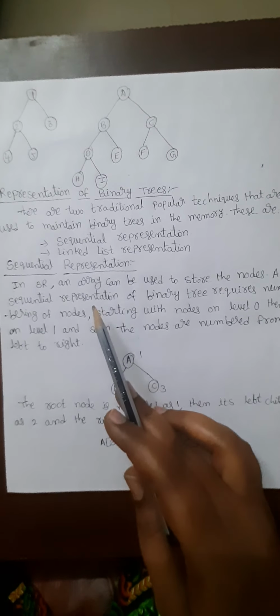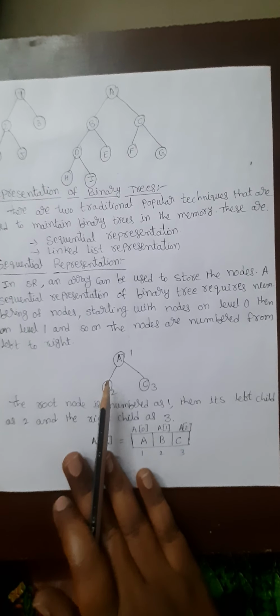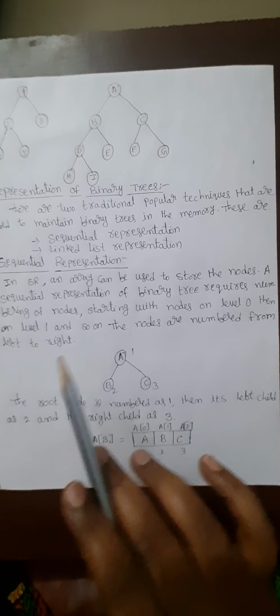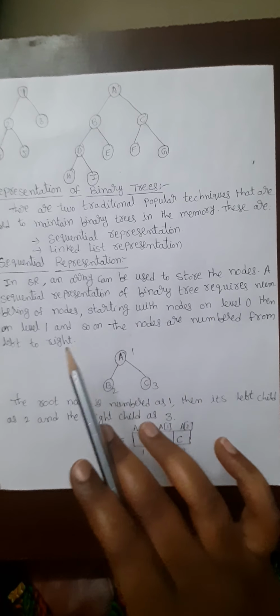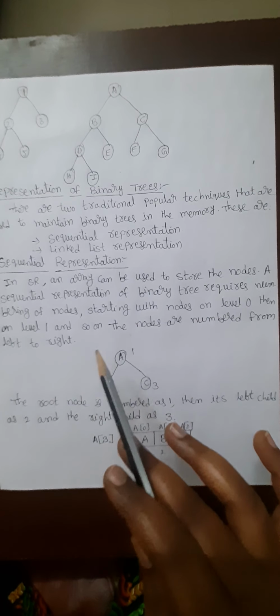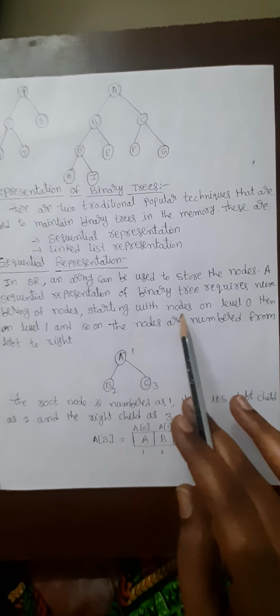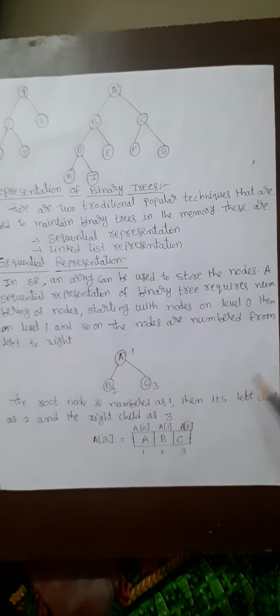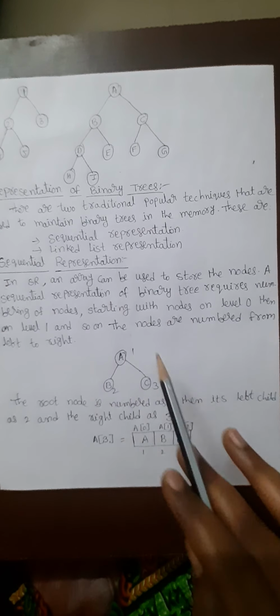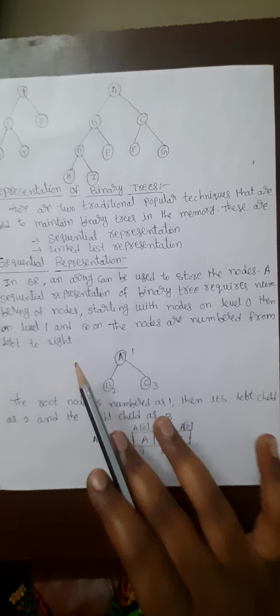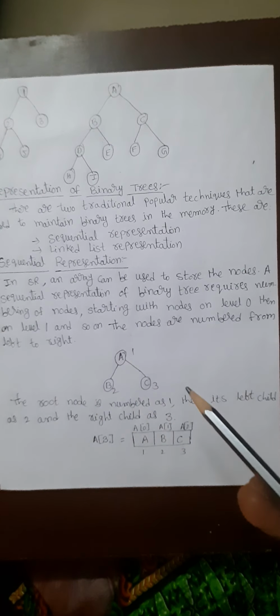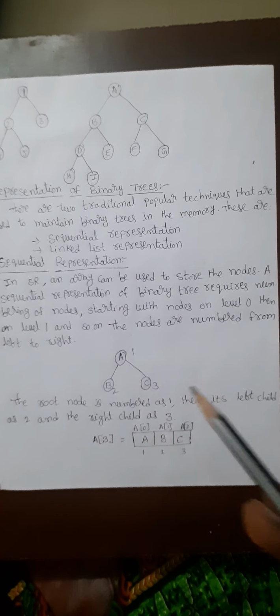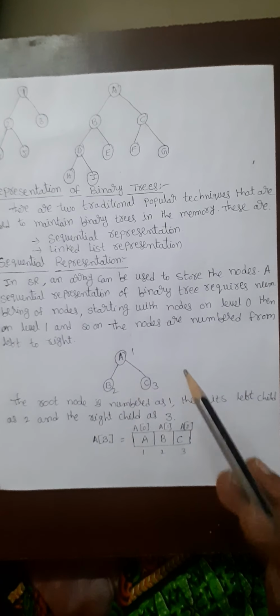In sequential representation, arrays can be used to store the nodes. A sequential representation of binary tree requires numbering of nodes. Here we have to define the number, starting with nodes on level 0, then on level 1 and level 2. Like that we can define n number of levels. The nodes are numbered from left to right. Here we have to number it from left to right.